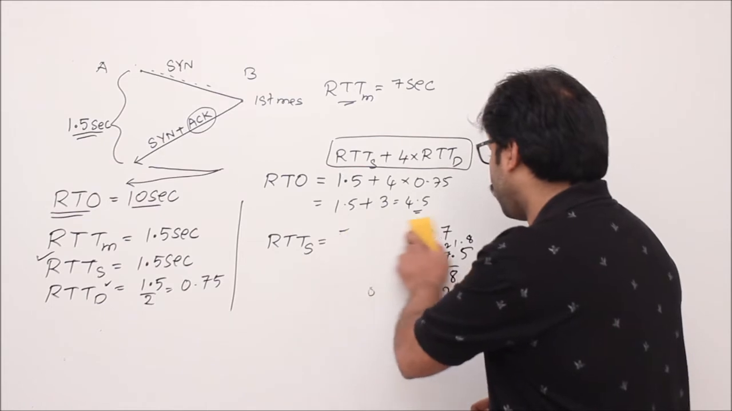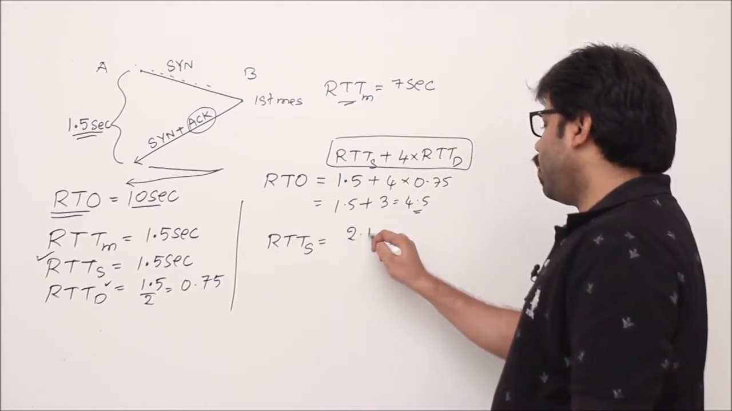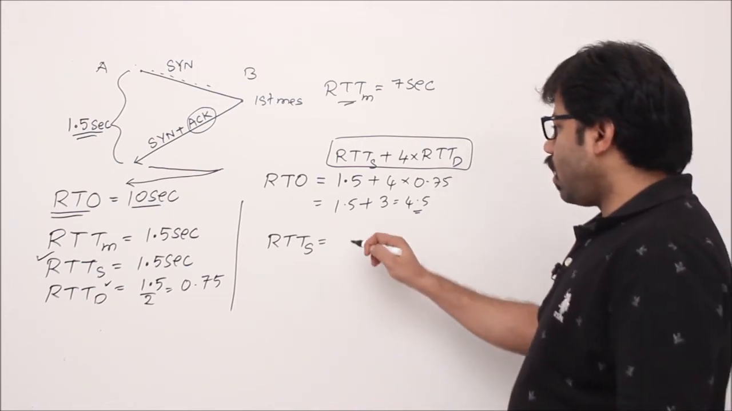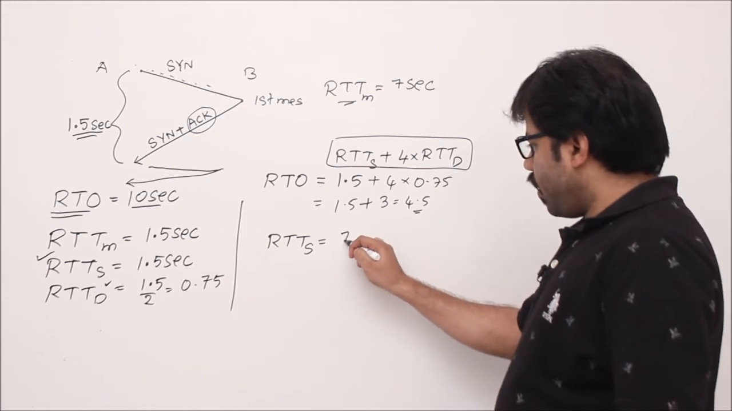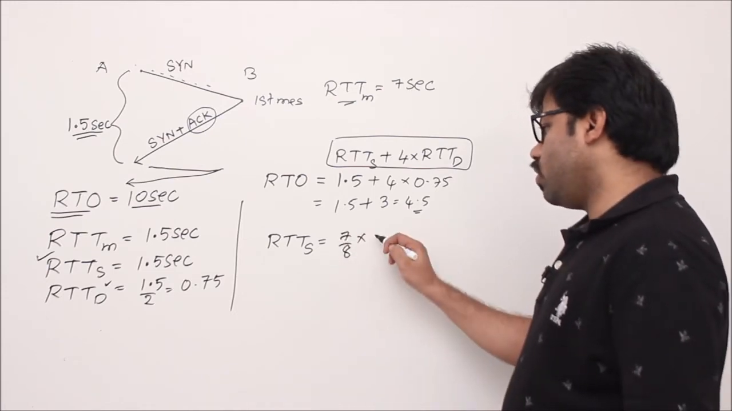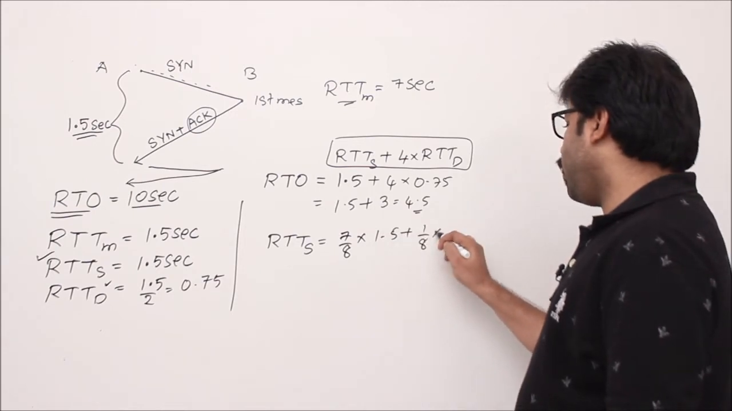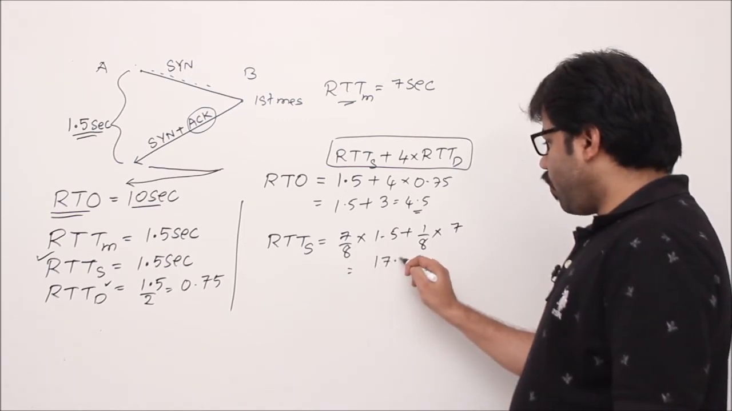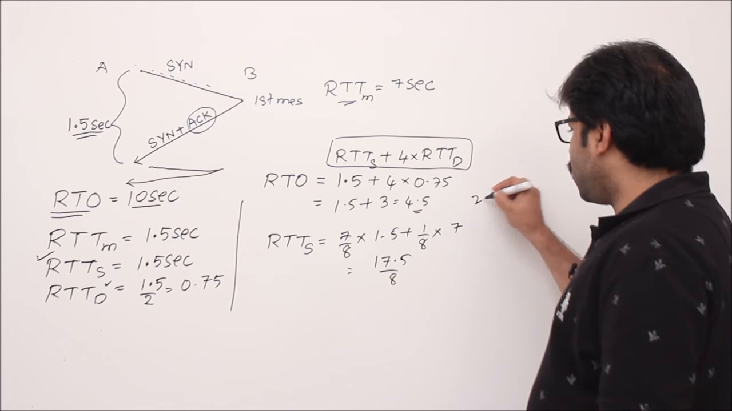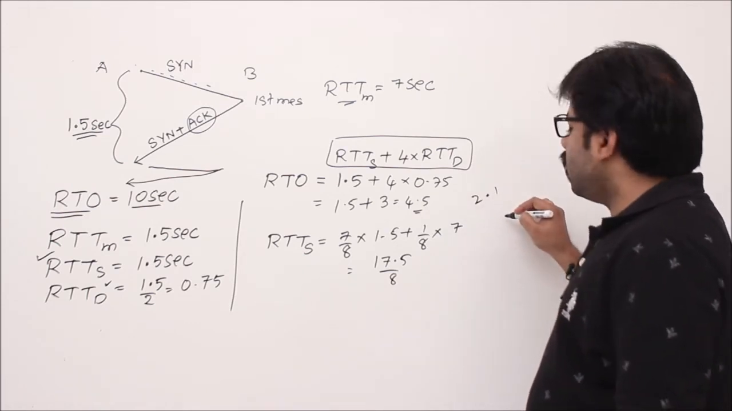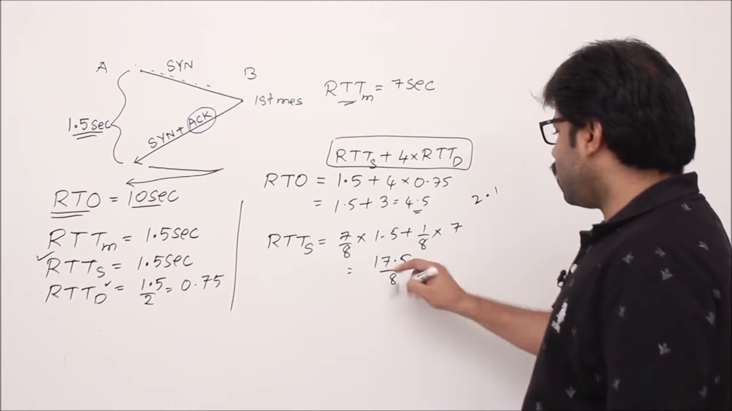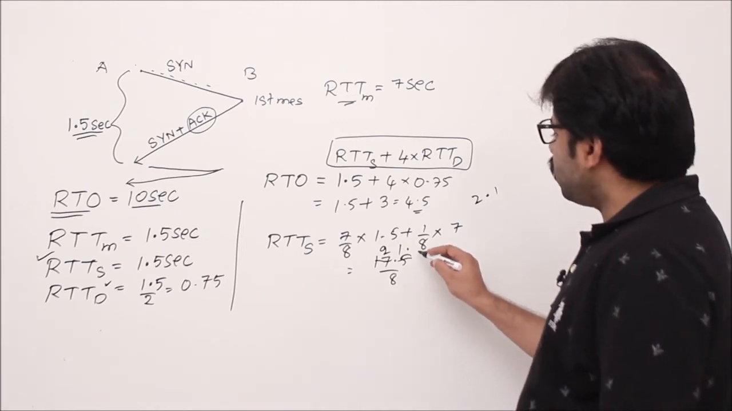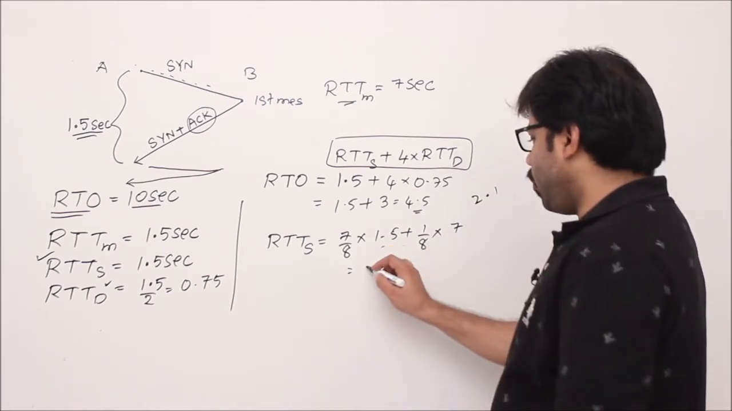Now I got RTT smooth, 2.18. So let's see one more time. RTT smooth is 7 by 8 of the previous RTT smooth, which is 1.5, plus 1 by 8 of your new measurement 7. It would be 10.5 plus 7, 17.5 by 8. Then dividing, you get 2.18 around. Remember it, 2.18.